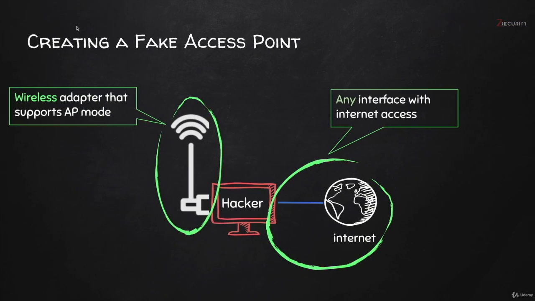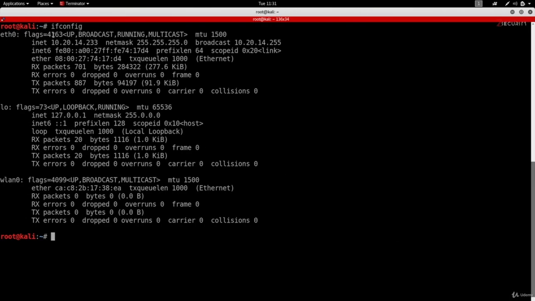Now, if we go back to our diagram that shows what we need to create an access point, you can see that we need an interface that is connected to the internet. We don't care what type of interface this is, as long as this interface has internet access. So in our example, we're going to be using ETH0 to provide our fake access point with internet access.